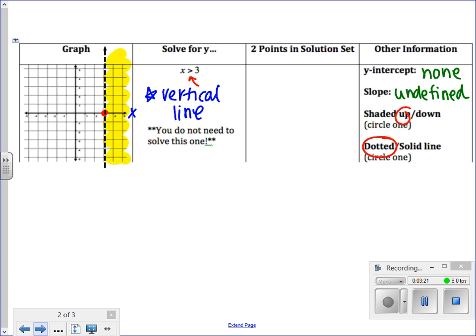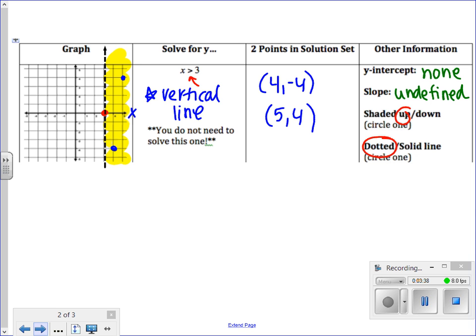Two points that would be in that solution set are any 2 points you can pick right here. I'm going to choose (4, -4) and (5, 4). But again, any 2 points that are in that shaded region work as solutions.